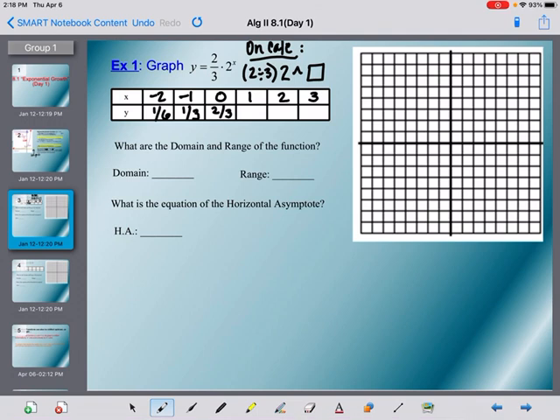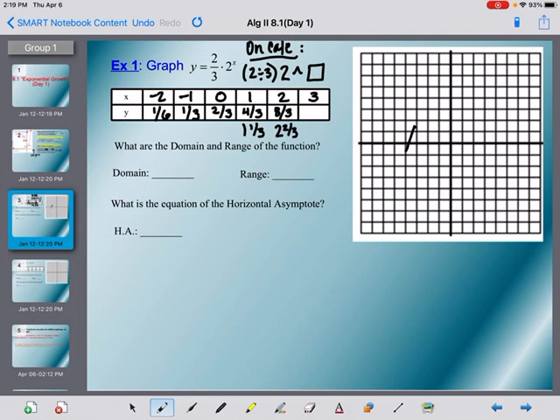When we plug in 1 for x, 2 to the first power is 2. 2 times 2/3 is 4/3, or 1 1/3 if you prefer. When we plug in 2, 2 squared is 4. 4 times 2/3 is 8/3, or that would be 2 2/3.